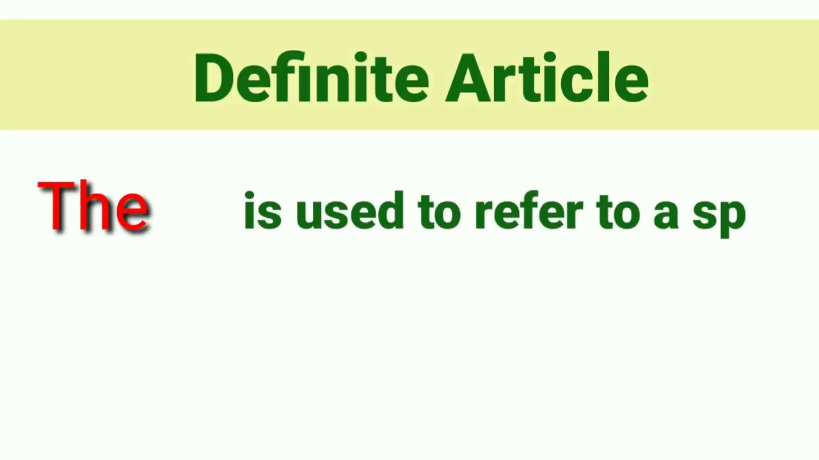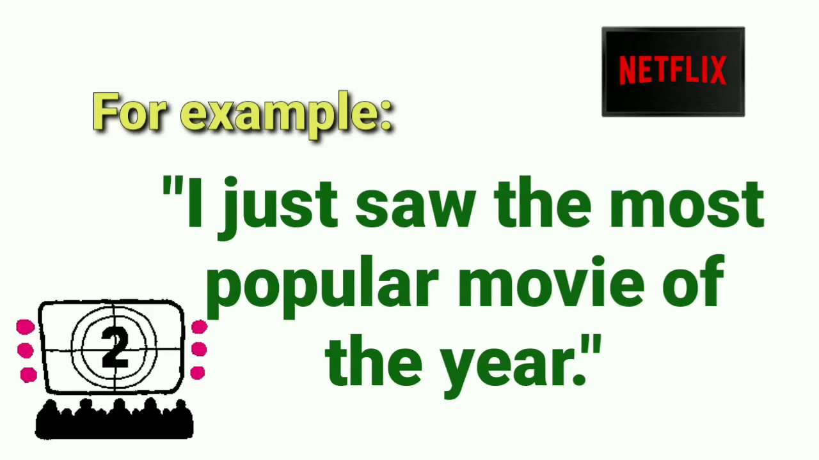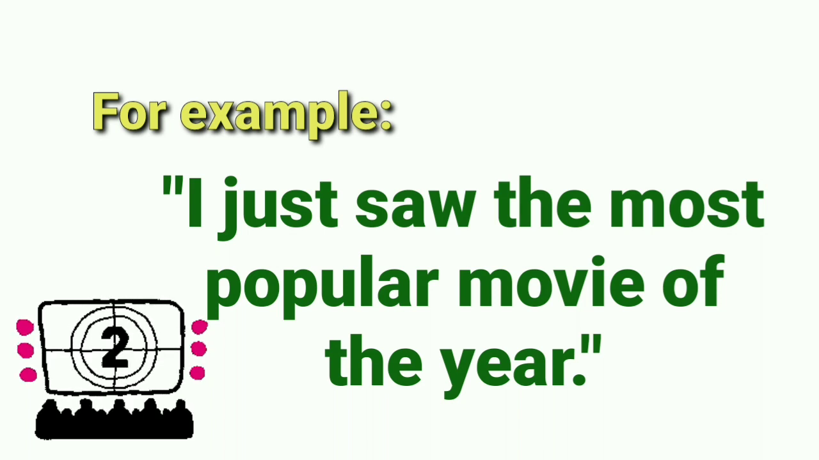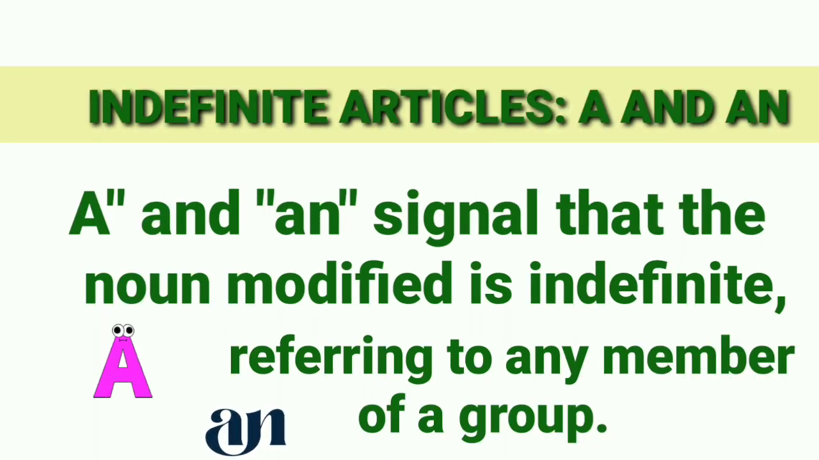Here is another way to explain it. The definite article the is used to refer to a specific or particular member of a group. For example, I just saw the most popular movie of the year. In this example sentence, it is telling us there are many movies, but one particular movie is the most popular movie. Therefore, we use the.